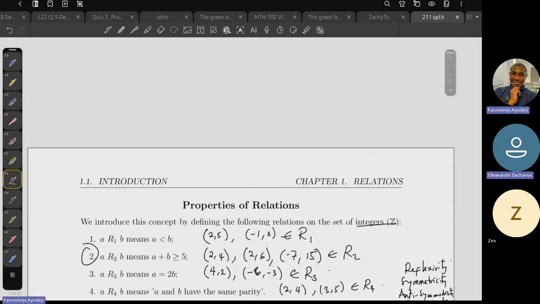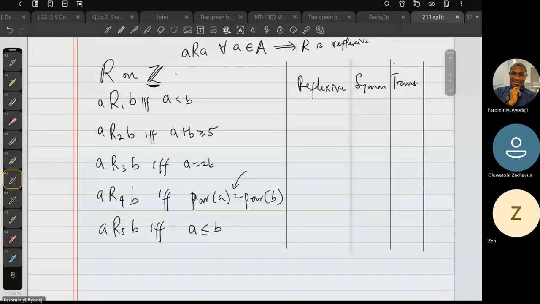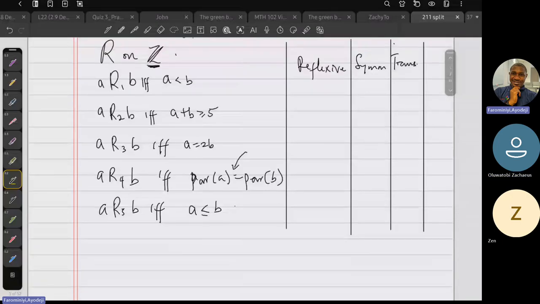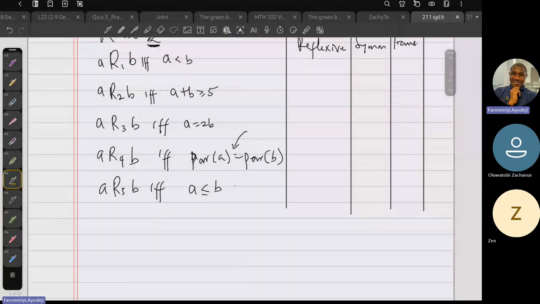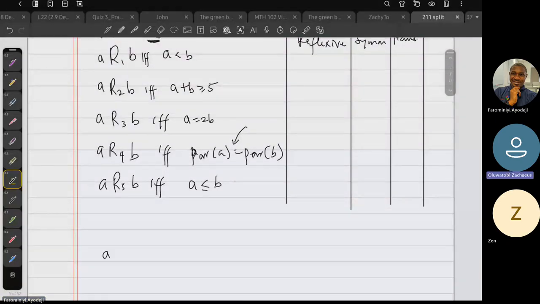So the last one that we've not talked about is antisymmetric. When is a relation said to be antisymmetric? Antisymmetric means that the only time we have A related to B and B related to A, then A and B are actually the same. That is the only time you can have both of them. If you have A related to B and B related to A, you must have A equal to B.